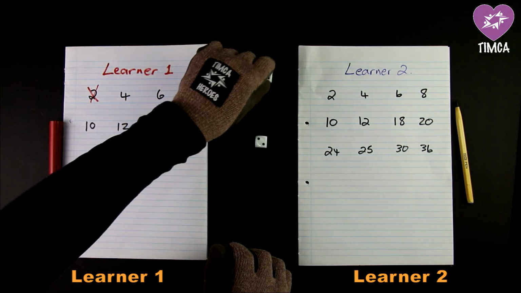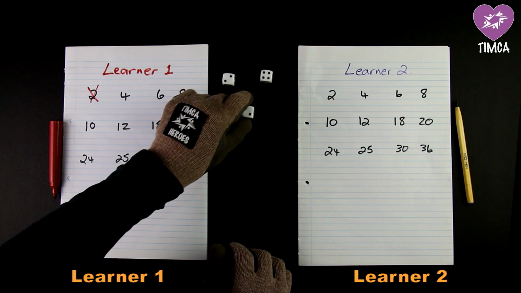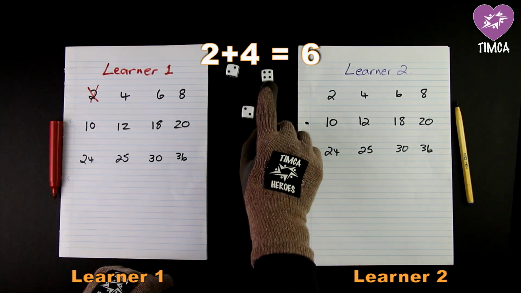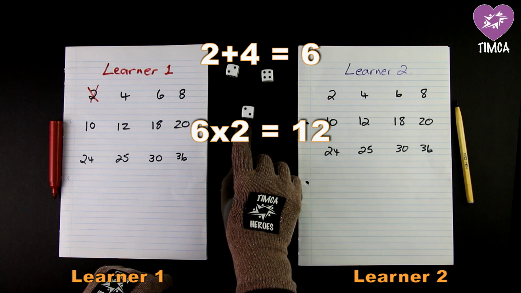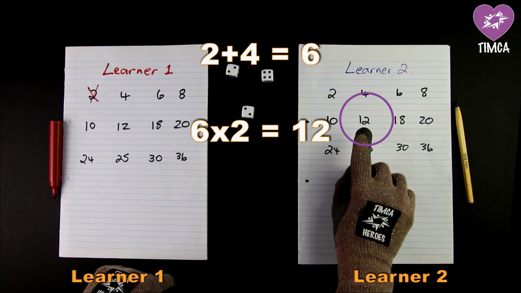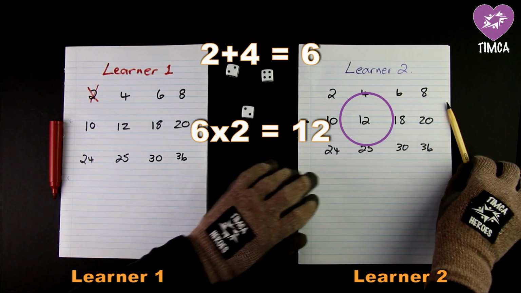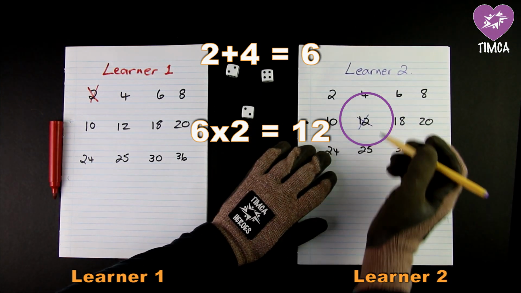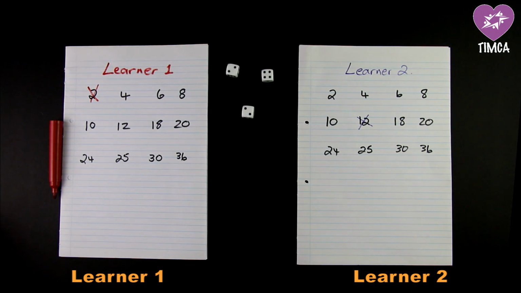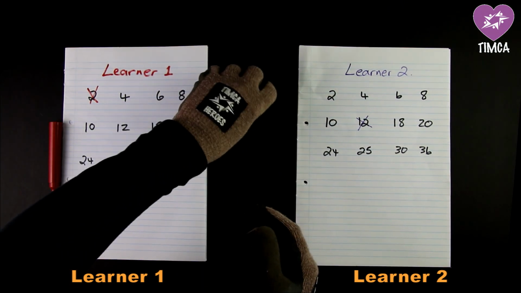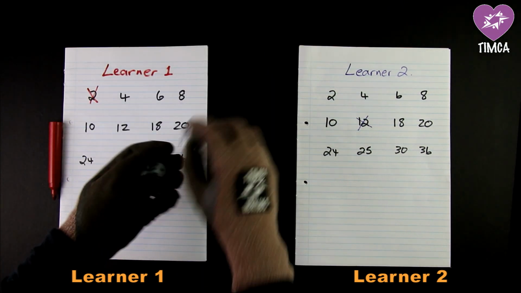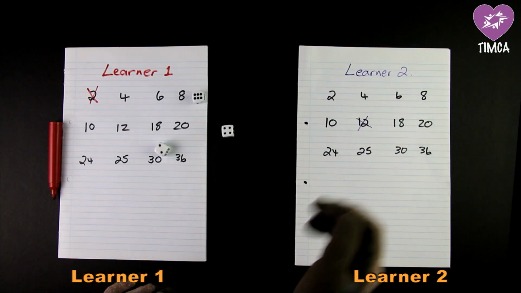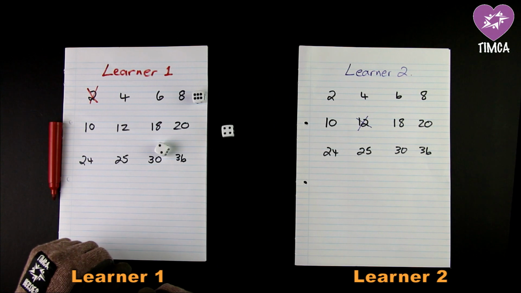Learner 2 throws 2 2s and a 4. Learner 2 has decided to take 2 plus 4, which equals 6, and then multiply that by 2, which will give learner 2 12. Learner 2 crosses the 12 off their sheet. We are now going to see another 2 turns, one for learner 1 and one for learner 2, before we move further into the game.